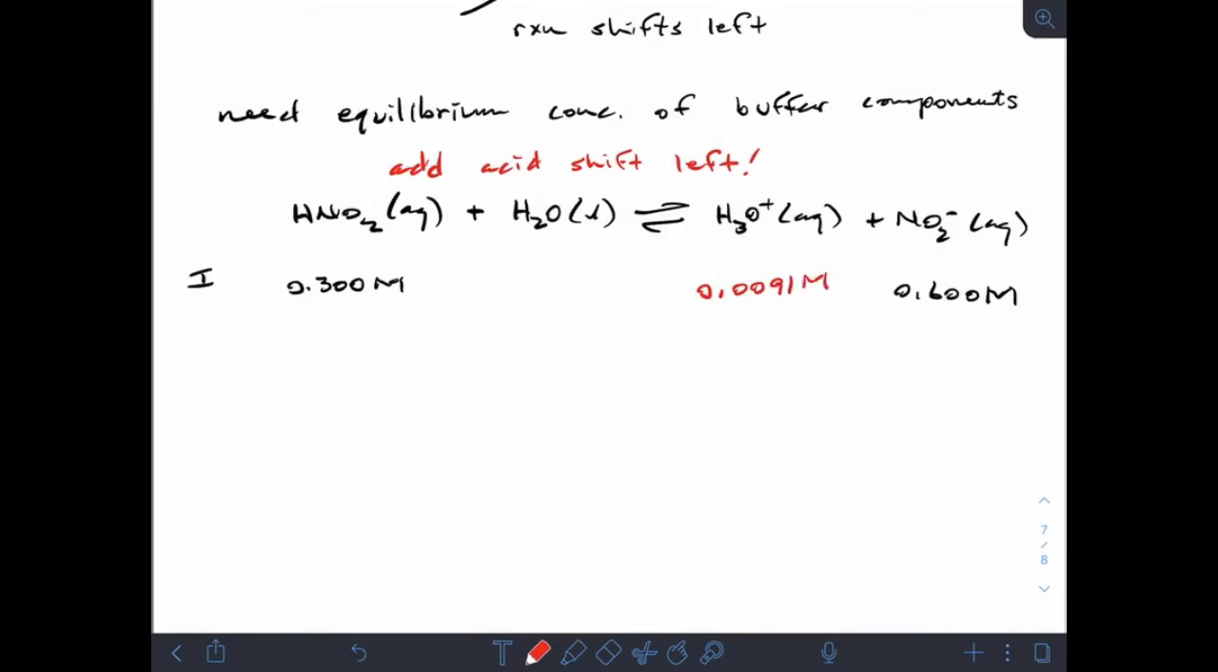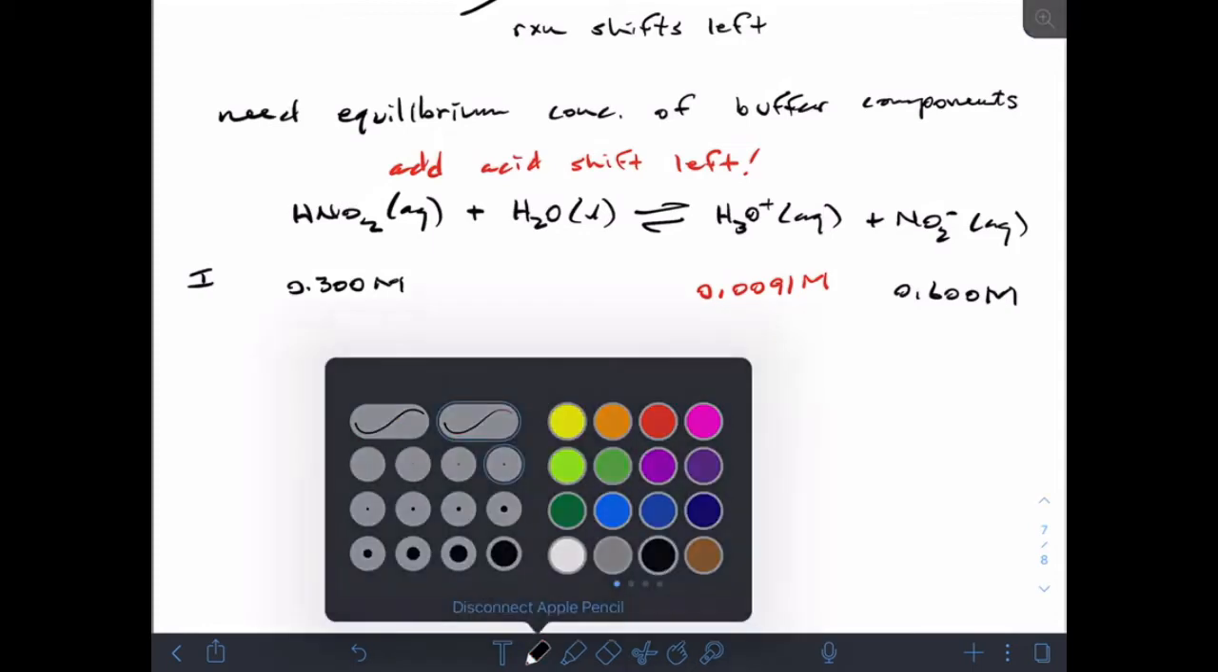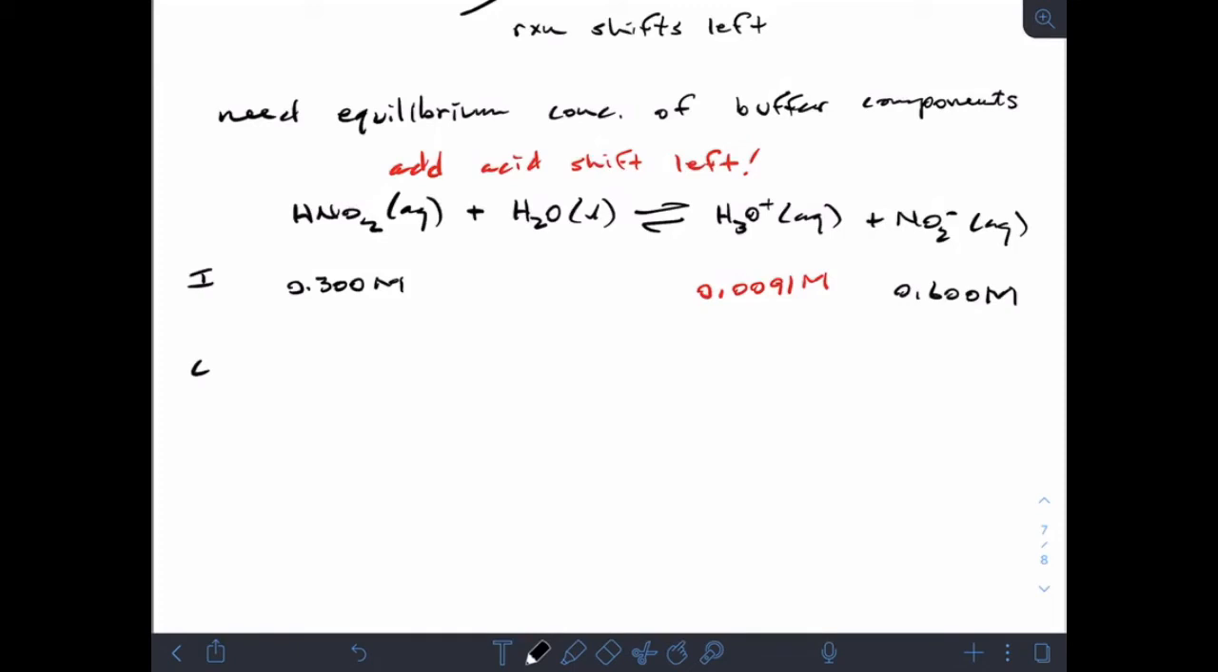Now our reaction shifts left. So in my change line, I'm going to say minus X, and plus X. Now all of that acid that I just put in there is going to get neutralized by my base. That's the way buffers work. If you add acid to a buffer, the base neutralizes it. So my NO2 minus is going to neutralize that acid. So in my equilibrium line, my acid is going to be 0.